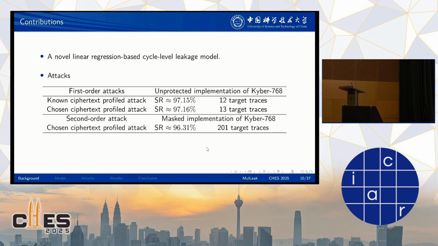In this work, we propose a novel linear regression-based cycle-level leakage model. Based on the model, we present two profiled attacks. They leverage known ciphertext and chosen ciphertext methods. And the second one can also be extended to the masked implementation. Our first-order attacks achieve a success rate above 97% using only a few dozen traces. The second-order attack targets the masked implementation with a success rate around 96%, requiring 201 traces.